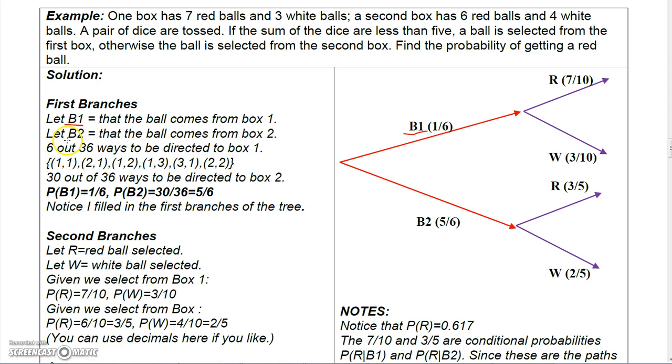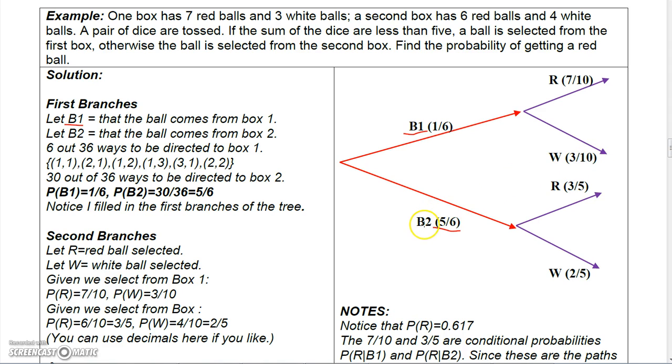Now, otherwise from box 2, well, if the probability of selecting box 1 is 1/6, then just subtract 1/6 from 1, and you get that the probability of selecting from box 2 would be 5/6. Okay, now let's look at the second branches. If we select from box 1, we'll get a red ball with a probability of 7 out of 10 because there's 7 out of 10 red balls. And we'll get a white ball with a probability of 3 out of 10.